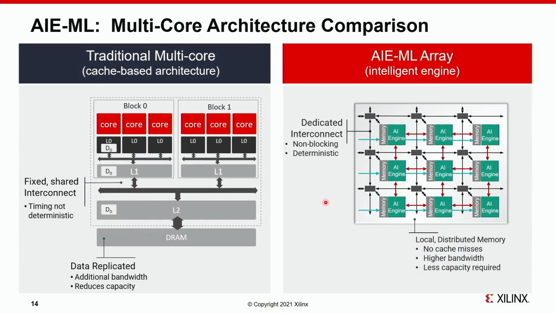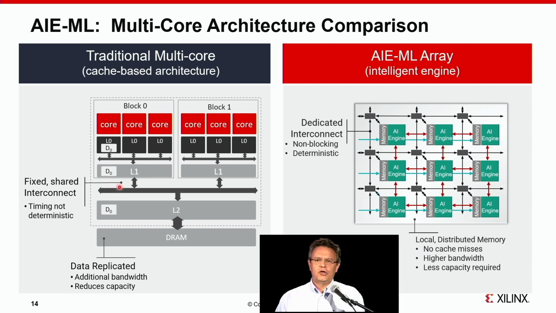And the final slide is just trying to emphasize the concept of the memory hierarchy and the interconnect. In a traditional multi-core architecture, you have multiple levels of cache memory where the data is replicated. You have multiple copies of the same data throughout the memory hierarchy. In the AI/ML architecture, because the memory is distributed, and there are no caches, there is no data replication.